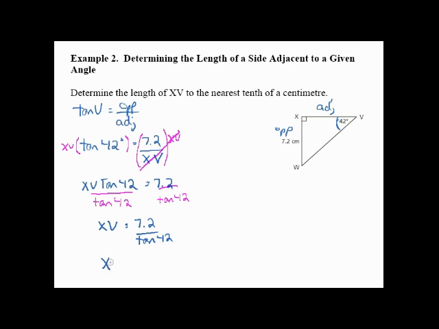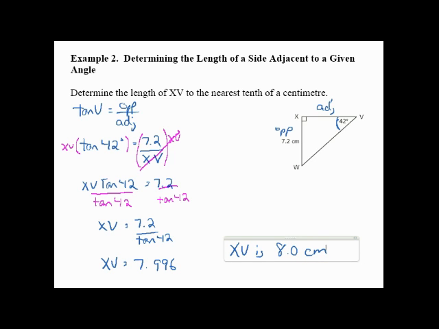So we plug that into our calculator, and we get xv equals 7.996. So to the nearest tenth of a centimeter, xv is 8.0 centimeters. Looks reasonable. It's a little bit longer than the other side. Okay, on to the next page.